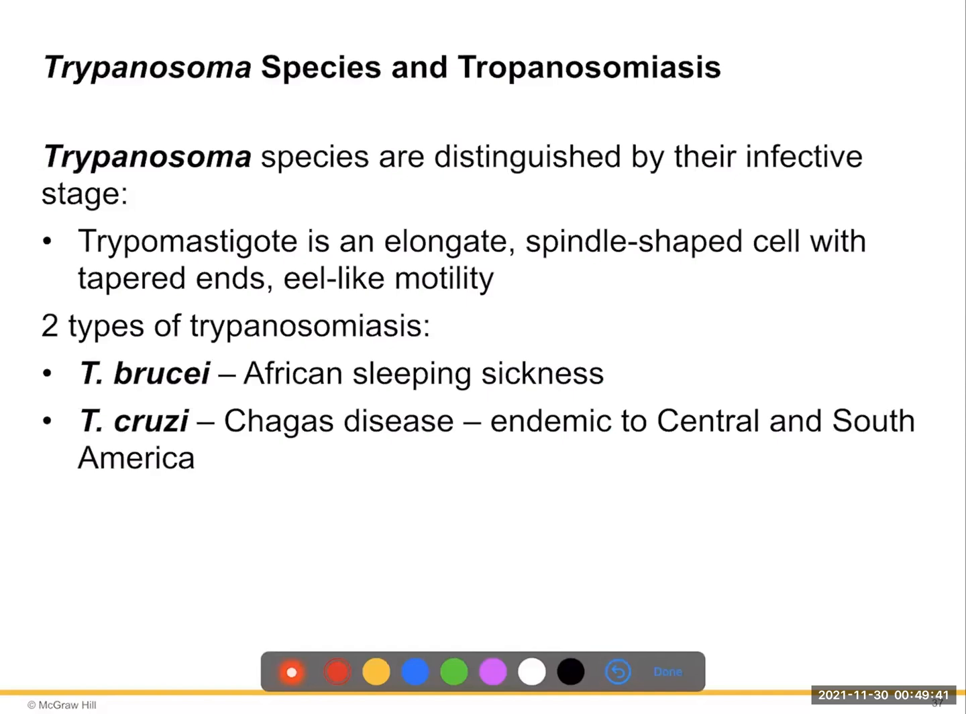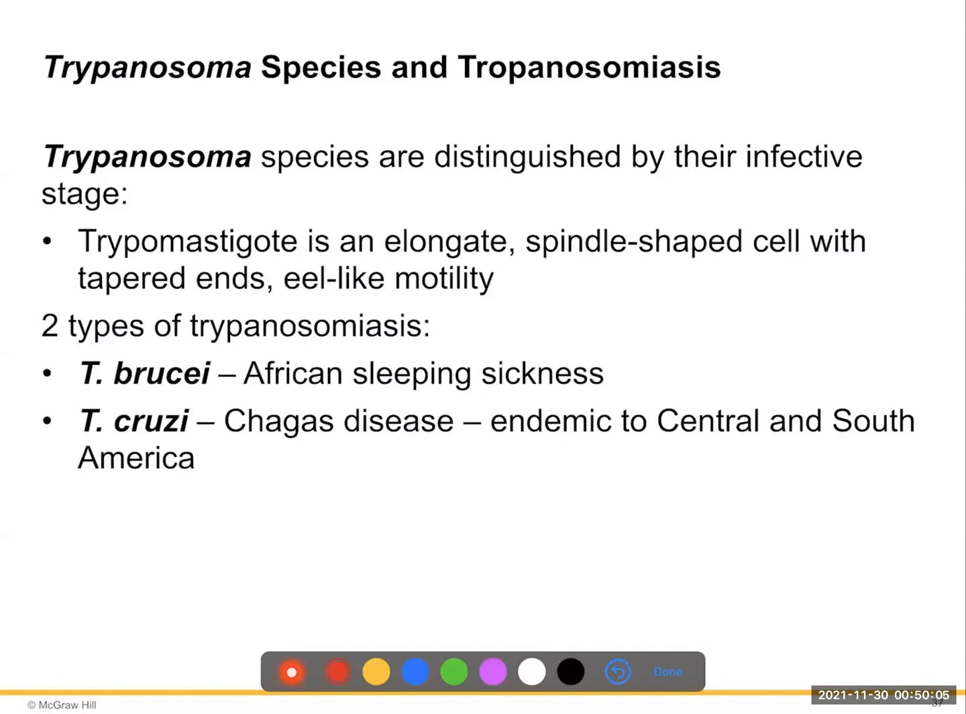Trypanosoma and trypanosomiasis. Trypanosoma species are distinguished by their infective stages. The trypomastigote is the one where the flagellum is completely embedded in the cell; it's the mature stage. The trypomastigote is an elongate, spindle-shaped cell with tapered ends and eel-like motility, moving by bending and winding.